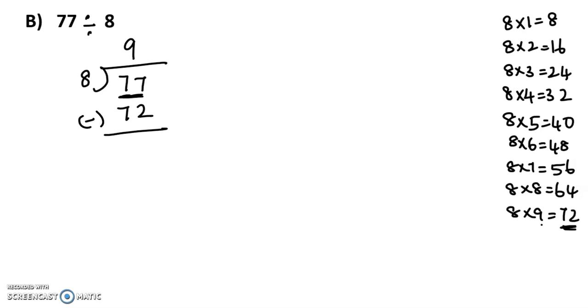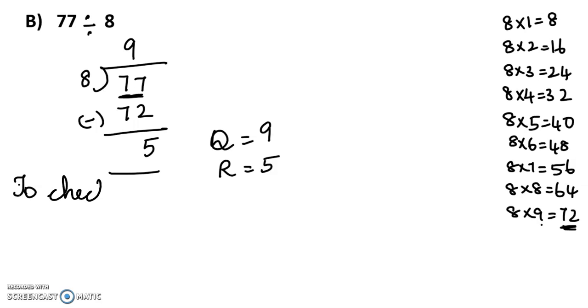So if you subtract 7 minus 2, 2 after 3, 4, 5, 6, 7, so 5. 7 minus 7, 0. So what is quotient? 9. Remainder equal to 5. So we have to check the answer.